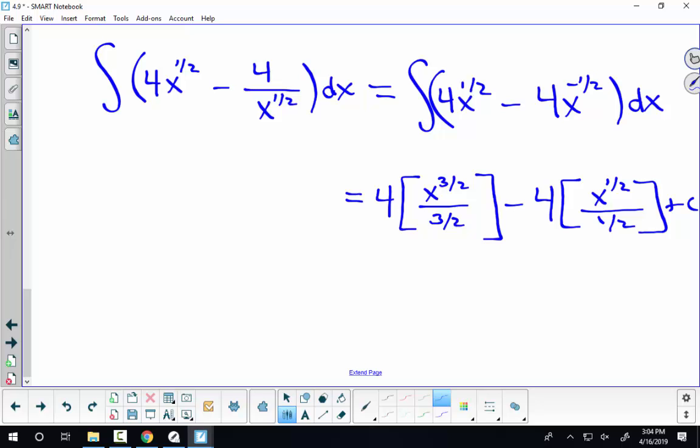Again, you shouldn't leave it like that. You should simplify your fractions and your constants. So we have 4 times 2/3. So we have 8/3 x to the 3/2. We have minus 4 divided by 1/2, or minus 4 times 2. That's minus 8 x to the 1/2.